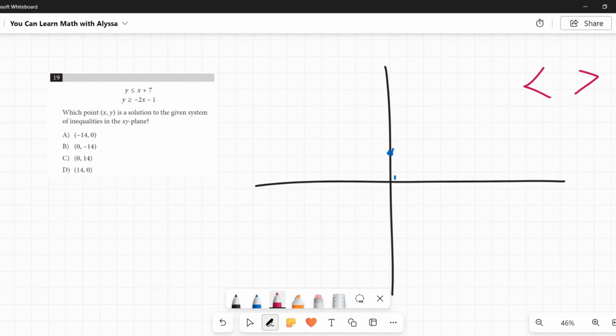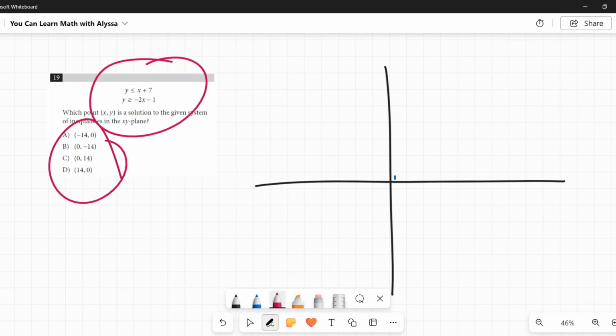All right, so I'm going to cover it now. There's two ways, I should say, before we get into this. There's two ways you can do this. You can type both of these into Desmos and see the shaded area that comes back and then see which of these points goes into that. You absolutely can do that.